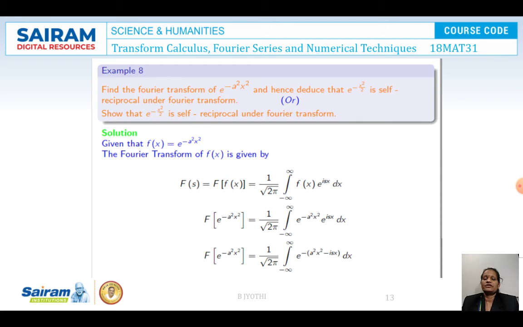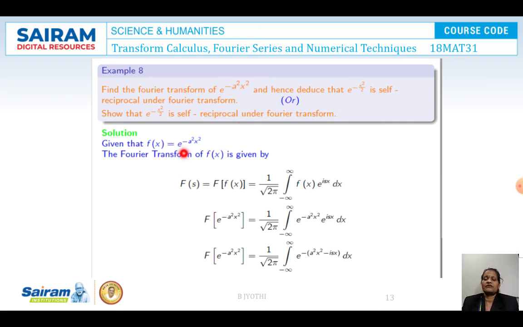Example: find the Fourier transform of e power minus a square x square, and hence deduce that e power minus x square by 2 is self-reciprocal under the Fourier transform. Or they can ask it this way: show that it is self-reciprocal under the Fourier transform. Either way the question can be asked.